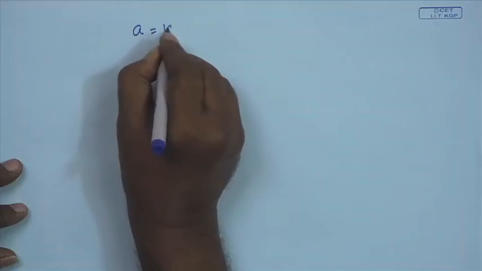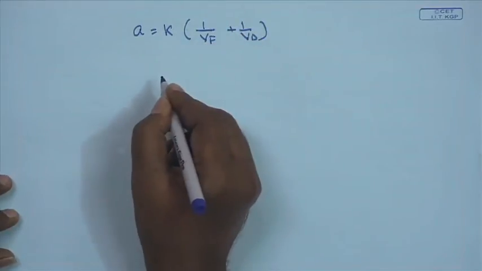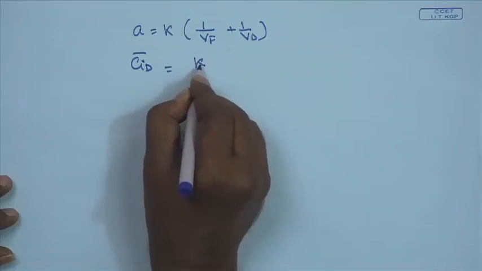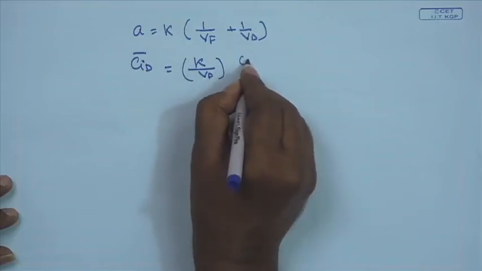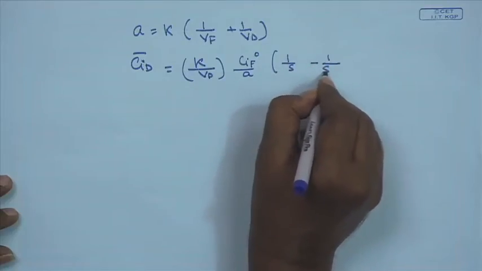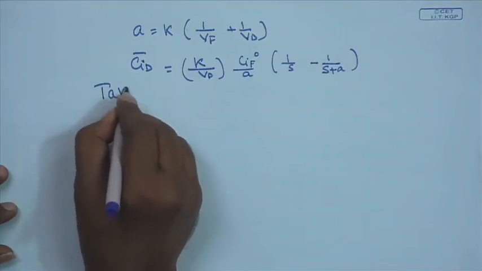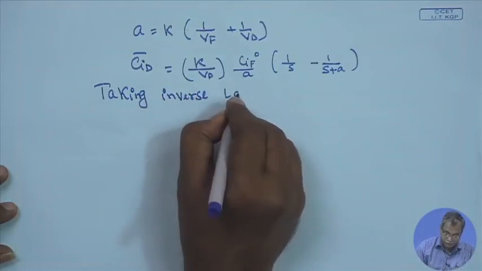Once we do that, we will do a further simplification. We write A is equal to K times (1 over V_f plus 1 over V_d), and this becomes C_Id bar is equal to K over V_d C_If naught divided by A, times (1 over s minus 1 over s plus A), and one can get the solution by taking the inverse Laplace transform.